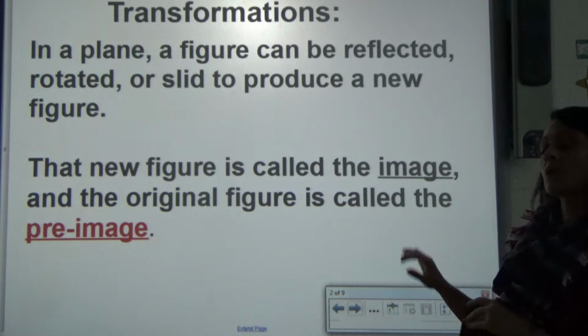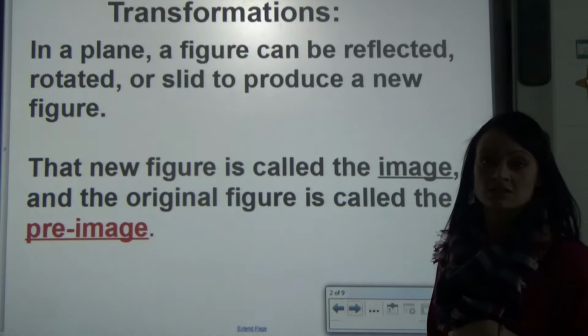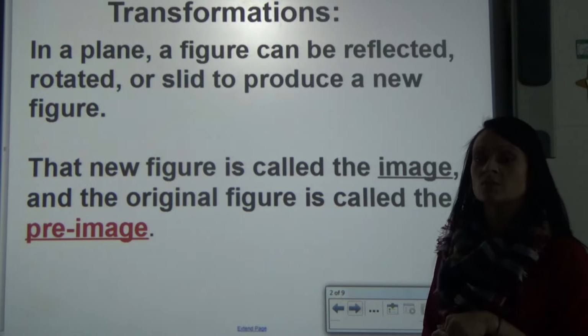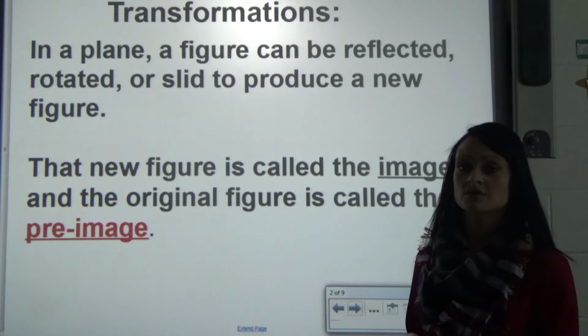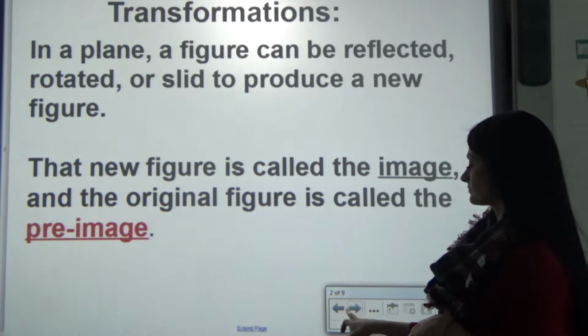We're going to call our new figure that we get after a transformation has been performed our image. And the original figure, or where we start, is going to be called our pre-image. So those are the two terms that we're going to use to talk about our before picture and our after picture.